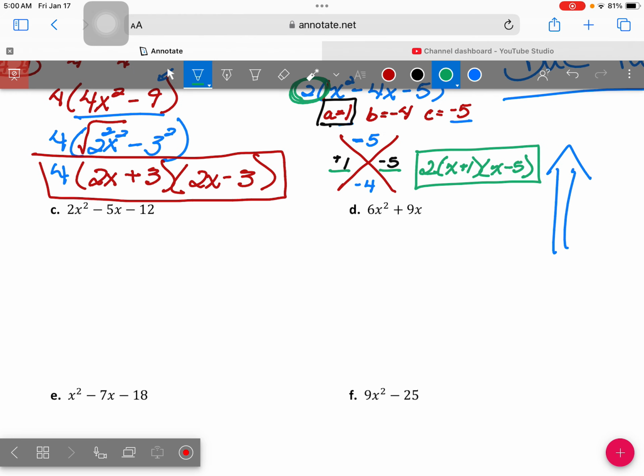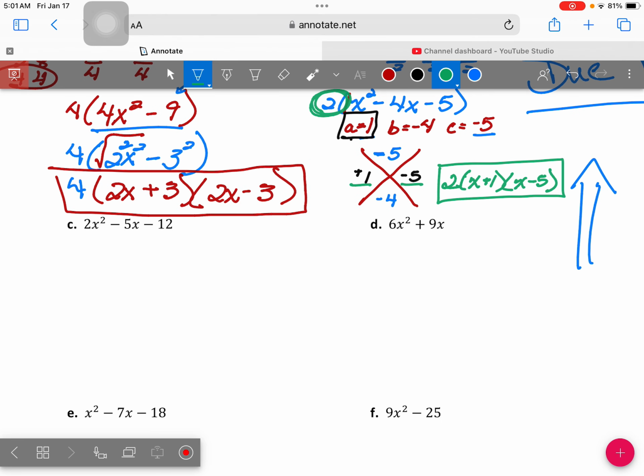Let's go quickly to letter C. It's a trinomial. They are not all even, and 2, being the smallest coefficient, is not a factor of 5. So I can't factor anything out. No greatest common factor. So we'll go right to the X box.